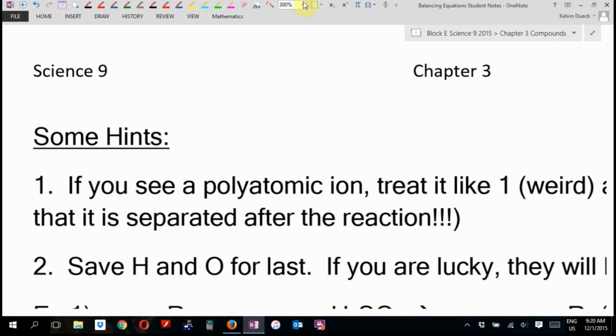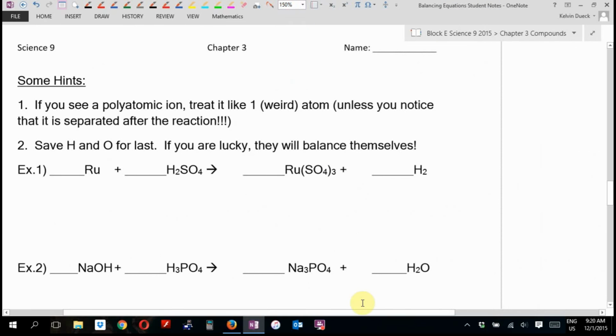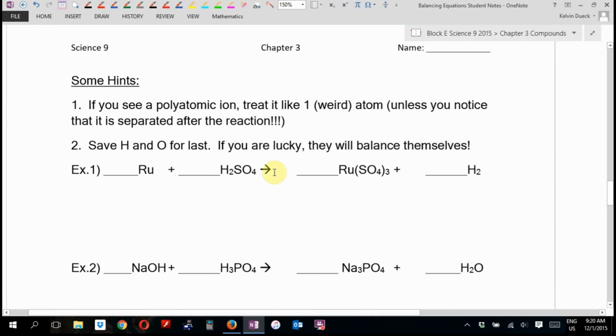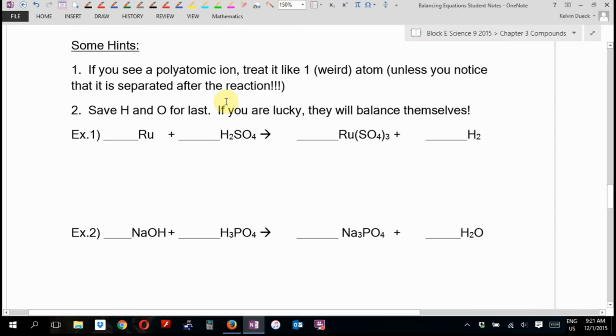So some hints. If you see a polyatomic ion, treat it like one weird atom, unless you notice that on the right-hand side, it's split up. But if you notice you have a PO4 on the left-hand side and a PO4 on the right-hand side, treat it like one weird funky thing. Oh, and hint number 2, save H and O for last. Now you'll notice, Drew, I'm giving you a lot less to work with here.